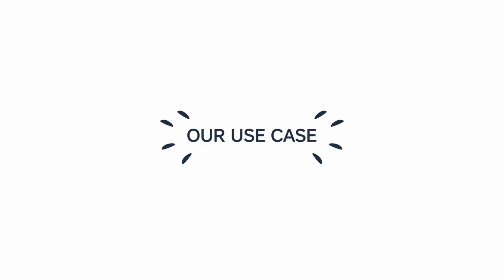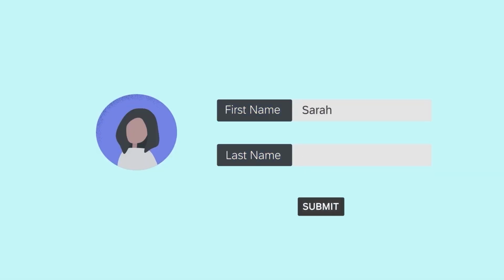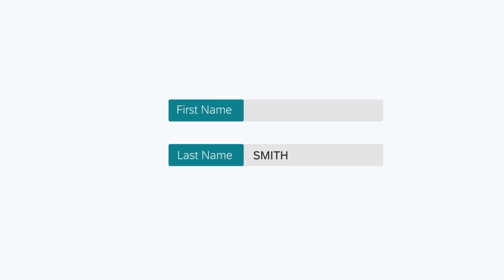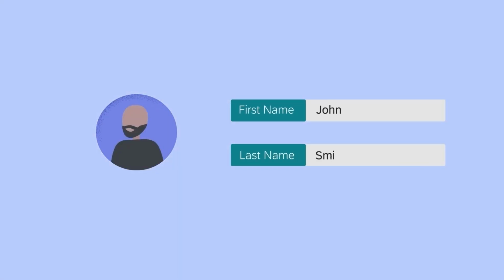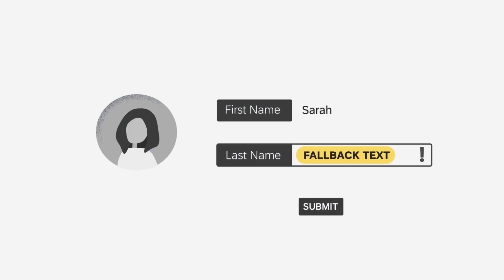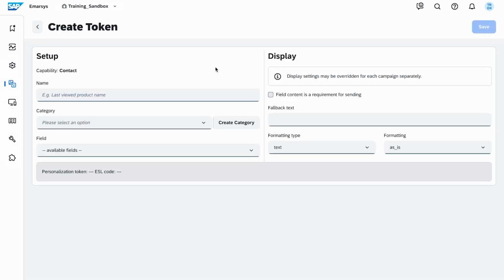Let's look at a use case. Contacts often register their names with mixed formats or missing data. For example, with a lowercase first name and uppercase last name, like John Smith, or without the first name. I'd like to make sure that the given names are well formatted and empty values are replaced with a fallback text in all my marketing campaigns, so I create a token with special formatting and fallback text.